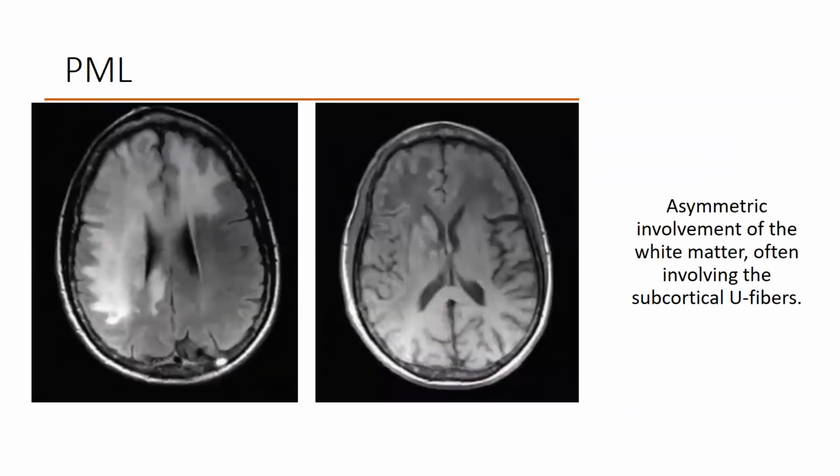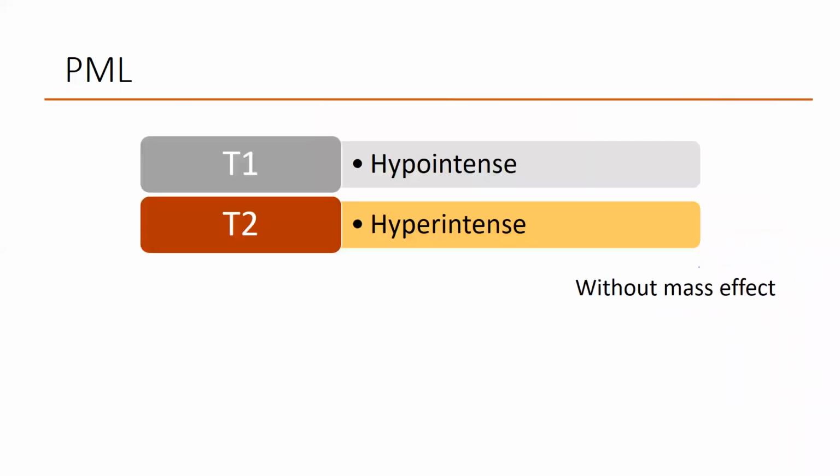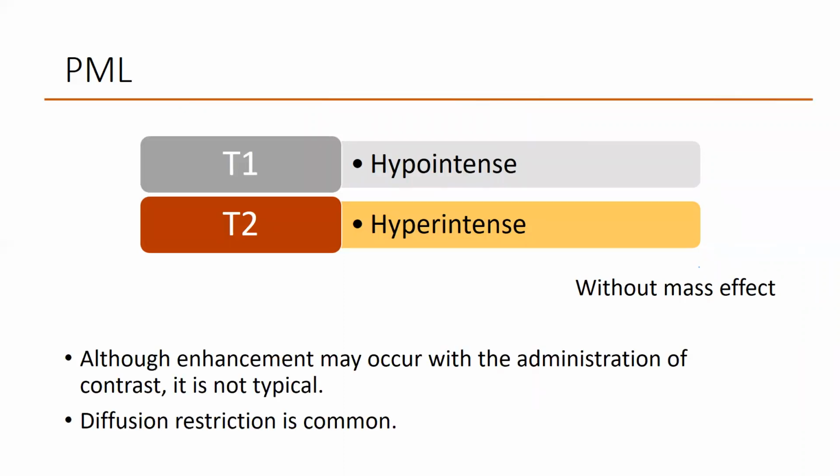So here again, this picture shows the asymmetrical involvement of white matter, often involving the subcortical U fibers. And here you have the T1 image, which shows hypointensity. So it is T1 hypointense and T2 hyperintense, and there is no mass effect. There can be mass effect and enhancement, like in the scenario that we mentioned earlier, when PML develops in the setting of IRIS after initiation of highly active antiretroviral therapy.